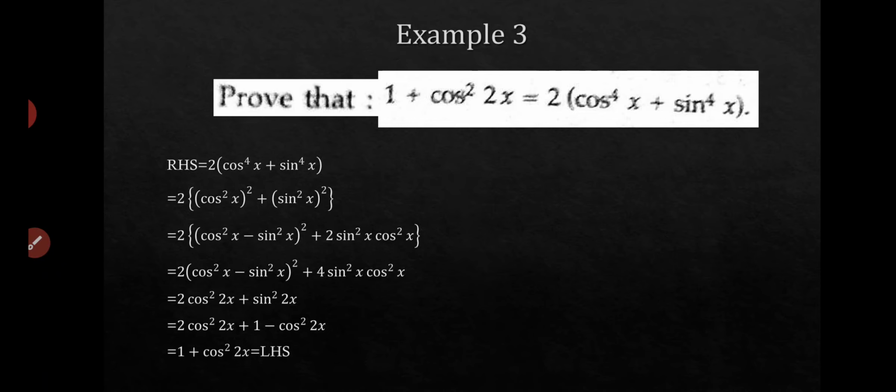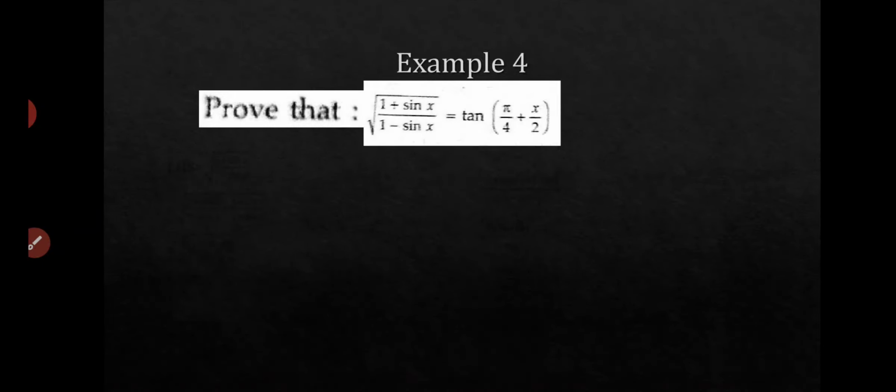There will be many such proofs which you will come across where you have to start from the end to reach the beginning. Then let us take you to the next one, number 4. Prove that under root 1 plus sine x by 1 minus sine x equals tan of pi by 4 plus x by 2.